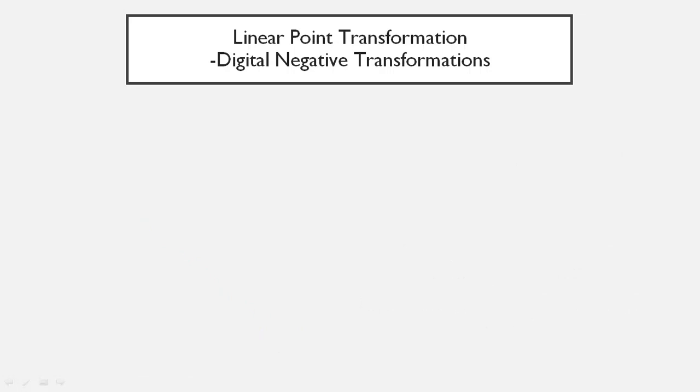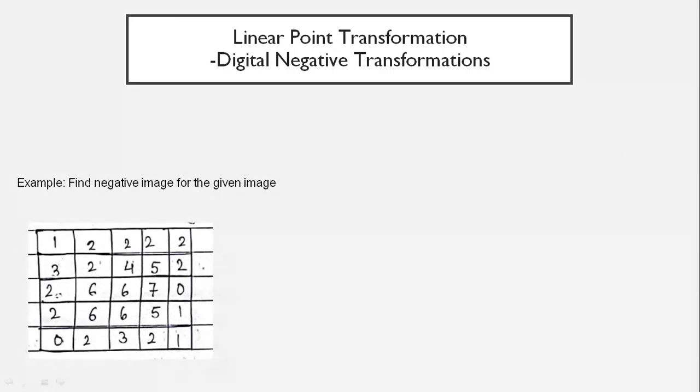Let us take one example of digital negative here. We have to find the negative of this particular image. What is the equation that we will be using? Here we have been given R's and we have to find S. The formula for S for digital negative is L minus 1 minus R. Now, what is L minus 1 in this image? The pixel values could be represented by a maximum of 3 bits, because the maximum pixel value that we have here is 7, so we require 3 bits for its representation.